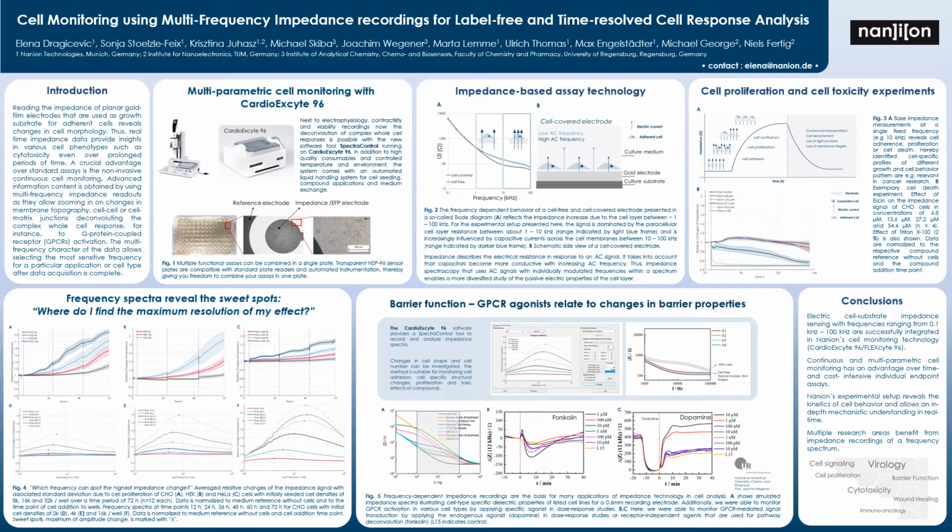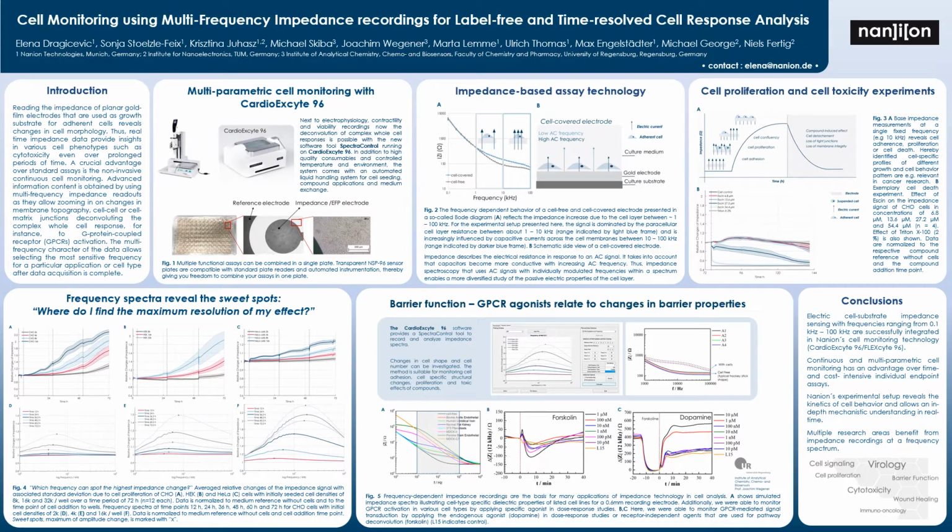Advanced information content is obtained by using multi-frequency impedance readouts, as they allow zooming in on changes in membrane topography, cell-to-cell or cell-to-matrix junctions, deconvoluting the complex whole cell response, for instance, to G-protein coupled receptor activation. The multi-frequency character of the data allows selecting the most sensitive frequency for a particular application or cell type after data acquisition is complete.